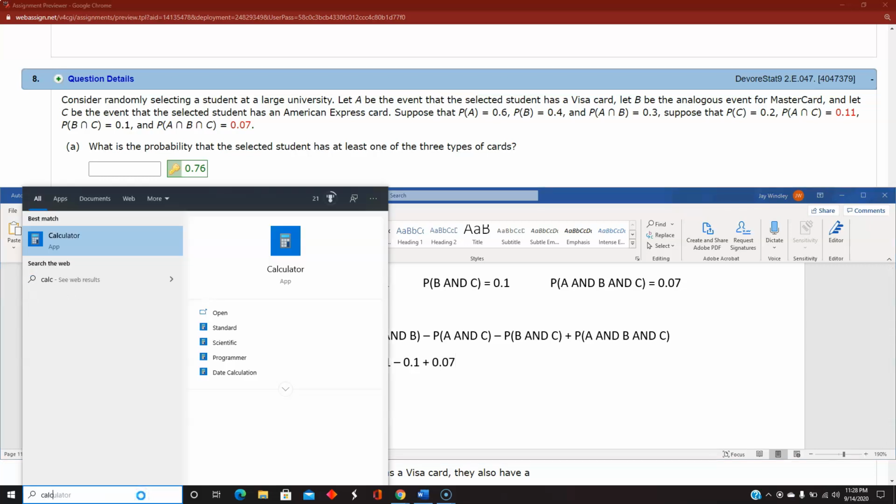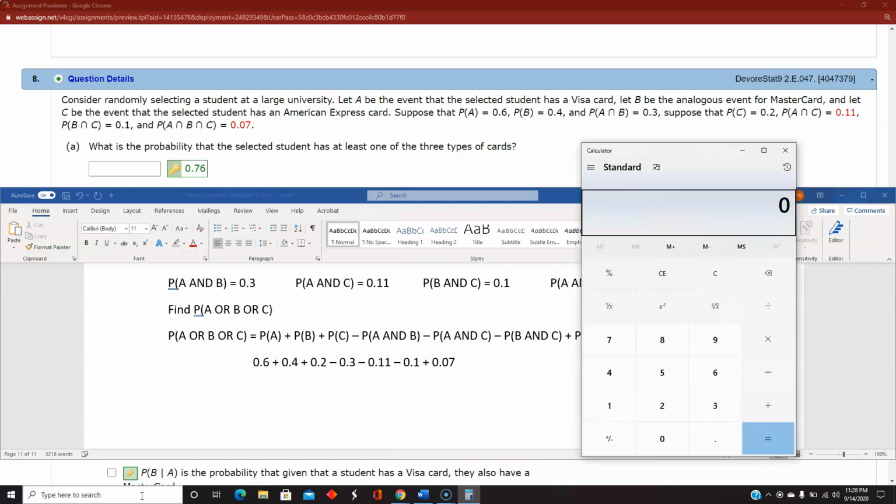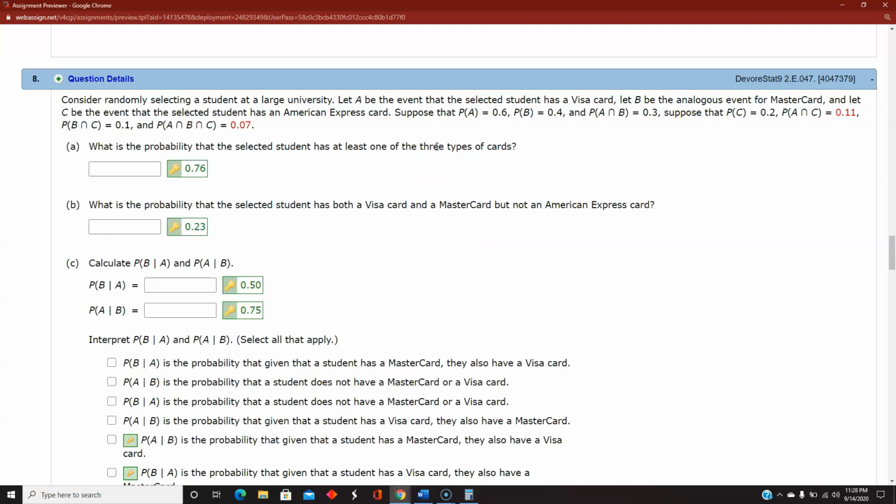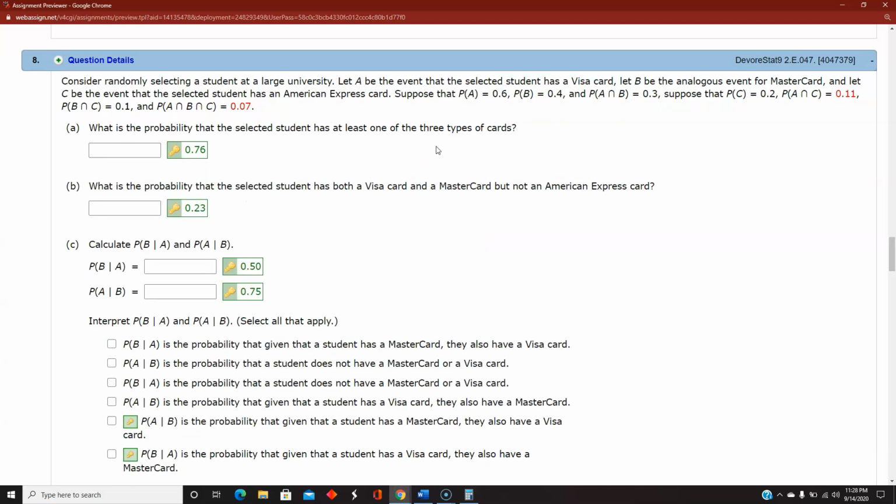So 0.6, it's not 6.6, no, 0.6 plus 0.4 plus 0.2 minus 0.3 minus 0.11 minus 0.1 plus 0.07, 0.76, which is exactly the answer they have here. So that's just a straightforward use of this kind of weird, unusual formula. Okay, now the next one's even tougher.